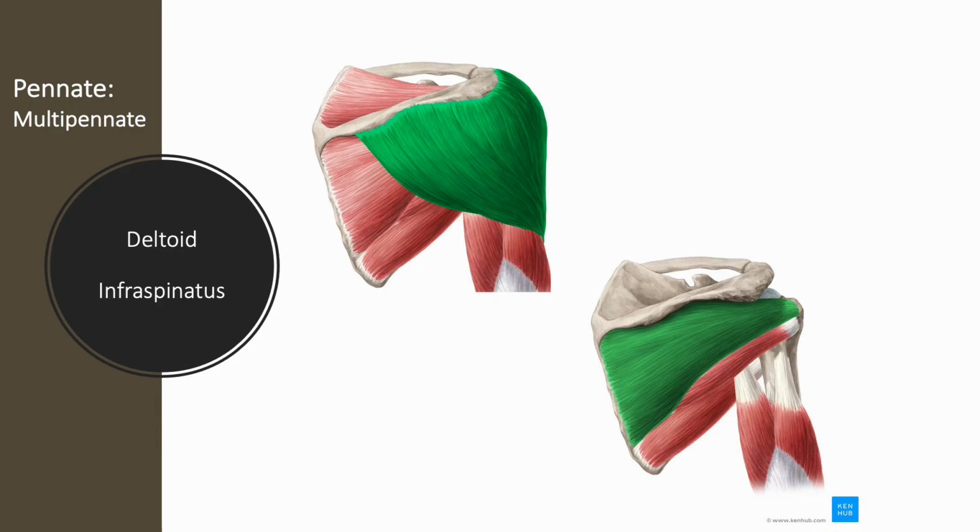So next we have the infraspinatus, and you'll find this one on the back of the scapula. It's part of your rotator cuff, so it uses multi-feather design to rotate your arm, and more importantly, to hold your shoulder joint together when you're carrying something heavy.